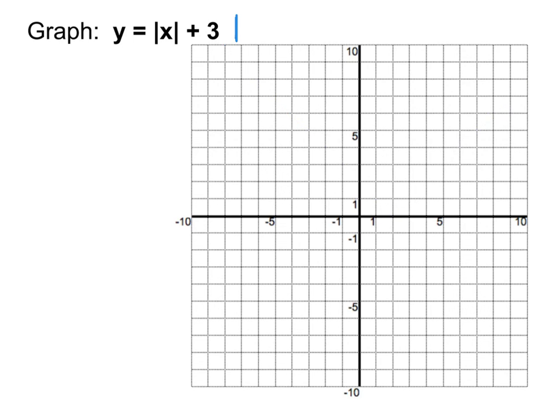Now, when it was inside, it was kind of weird because minus went right, plus goes left. When it's up and down, it happens the way you think it should. So a plus 3 is going to move it up 3.